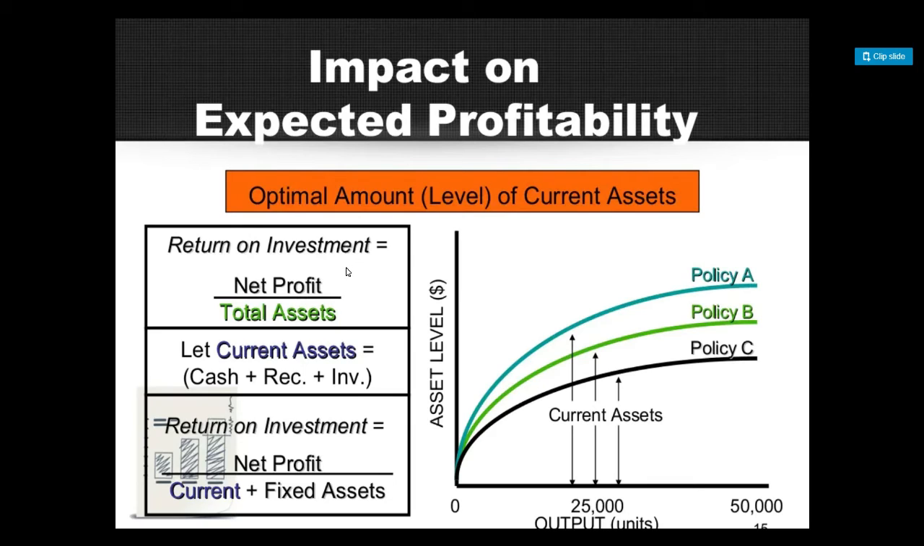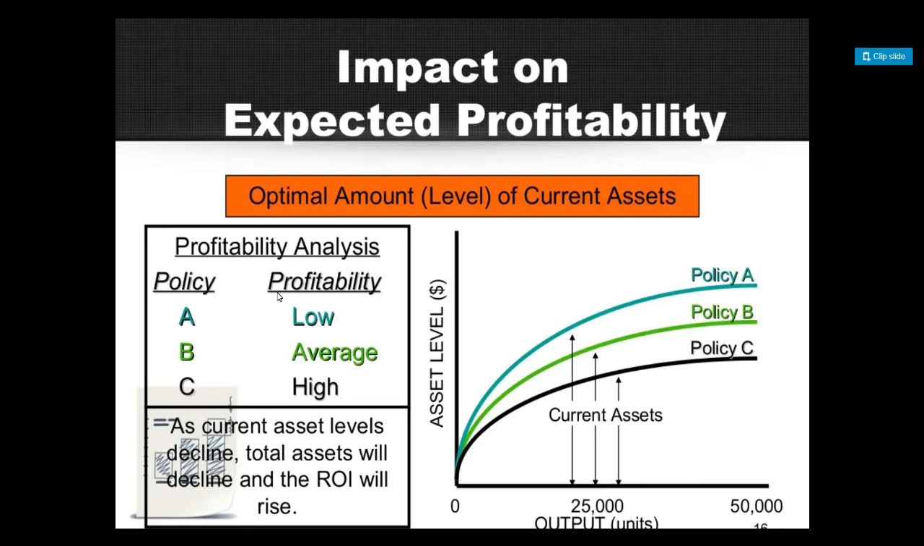Return on investment, its effect on expected profitability. The return on investment formula is net profit divided by total assets. Current assets equal cash plus receivables plus inventories, and return on investment equals net profit divided by current plus fixed assets. So total assets equal current assets plus fixed assets. That is the formula, and like this you can calculate the return on investment.